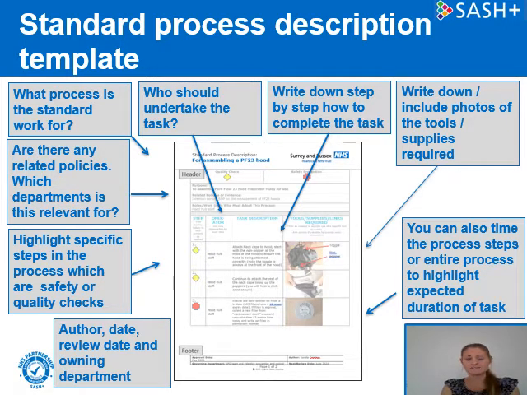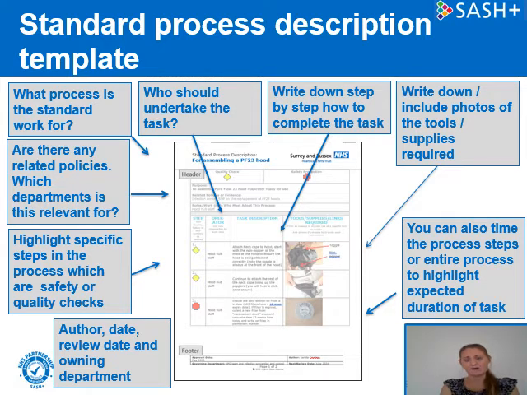Then identify the specific steps in the process. So write down step by step how to complete the task. And along with that, not only how to complete the task, but who should complete that element of the task. Then for each step of the process, are there any relevant photos of any tools or supplies that may be required? You can also include timings for specific steps if that would be helpful.